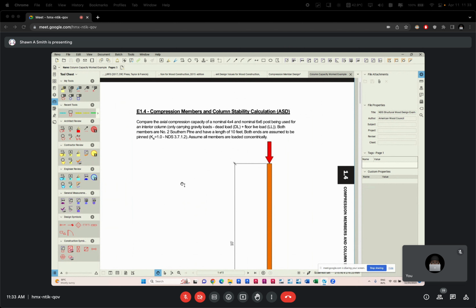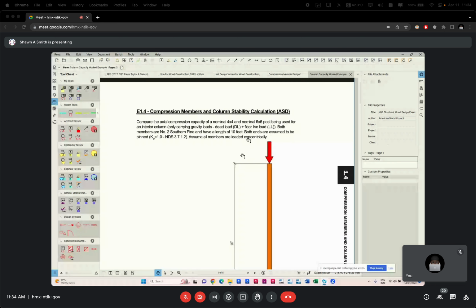It says here, compare the axial compression capacity of a nominal 4x4 and a nominal 6x6. So we have two elements to compare. Post being used for an interior column only carrying gravity loads, right? Dead loads plus floor live load. Both members are number 2 Southern Pine. So we change now from Douglas Fir-Larch to Southern Pine and have a length of 10 feet. So both elements are the same length, carry the same load, but they have different cross sections. One is a 4x4 inch, the other is a 6x6 inch.